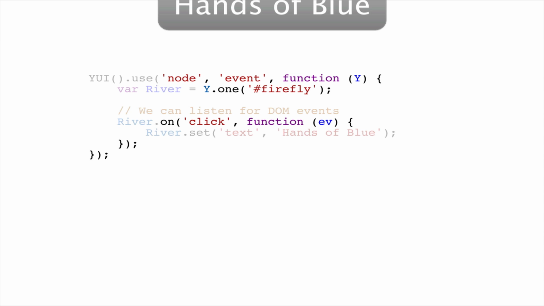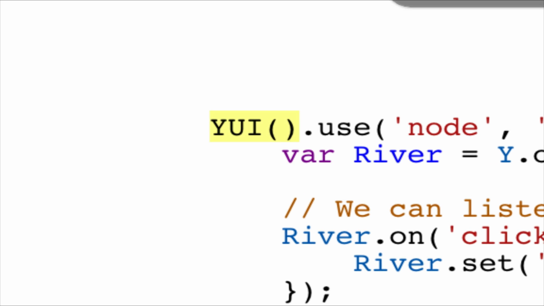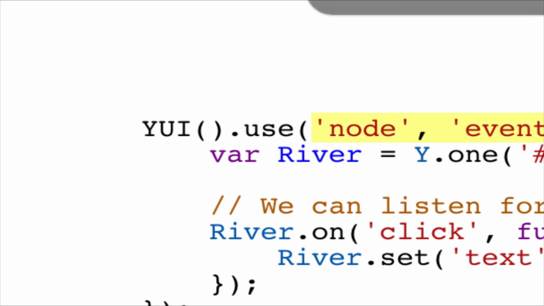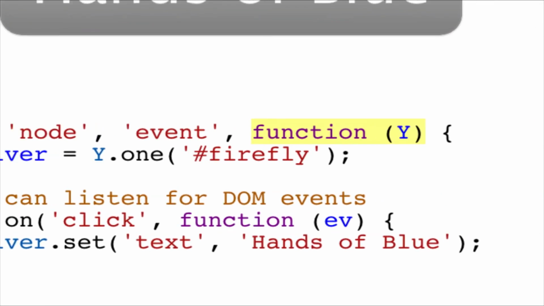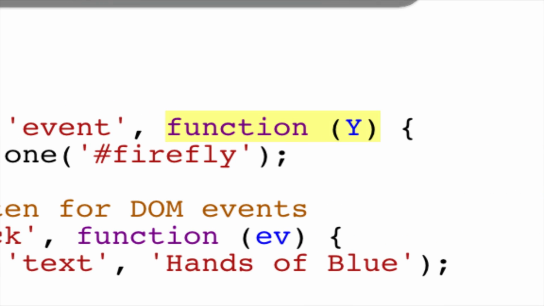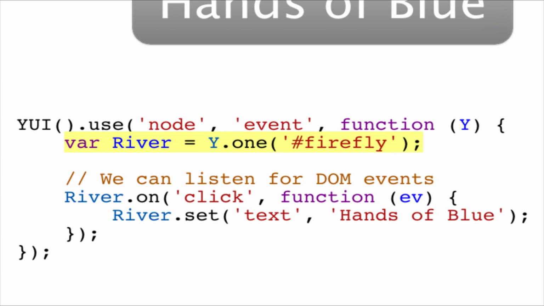So we've loaded these modules into that object that gets passed into our callback function. So let's go through this exact code step by step. Again, I mentioned we call YUI, then we call use, we pass in the modules we want to load, and we pass in our callback function taking in one argument.